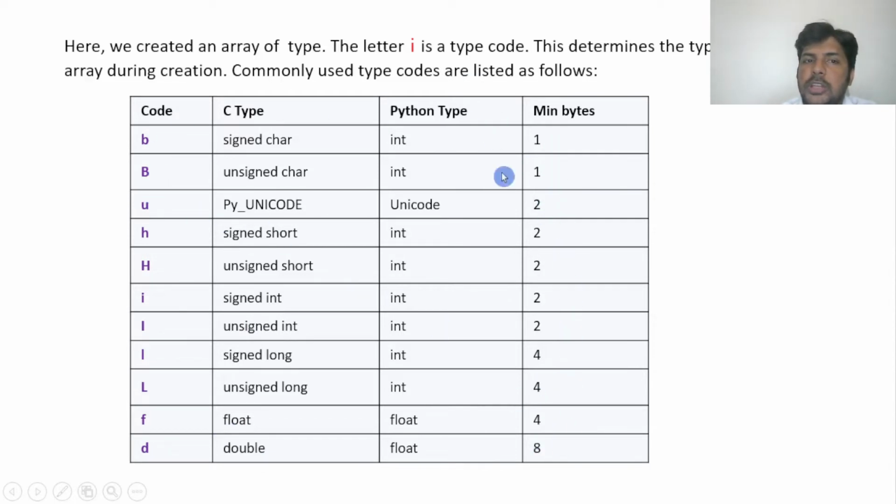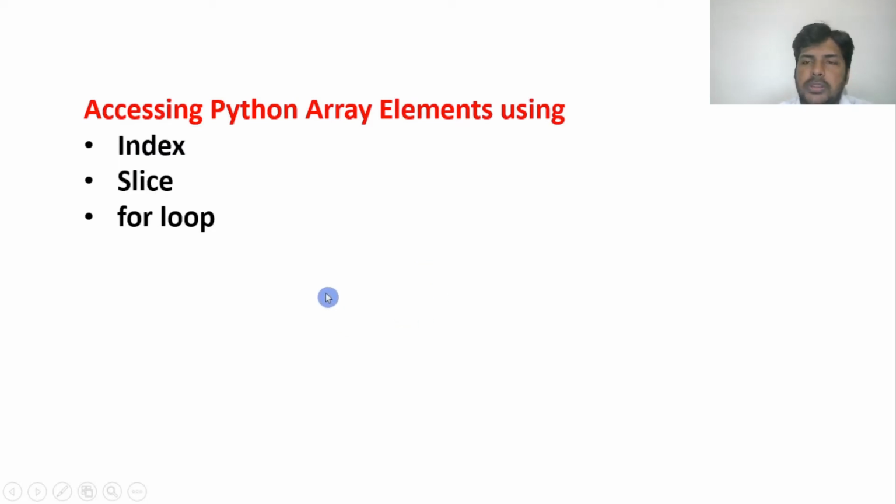So this is the table which shows how to store your data types. Suppose you want to store an integer, float, or any character, then you can use the codes. These codes are used to store the values in the array, right? So you can see here I have used the letter I, right? So I means integer. So let us move to the next topic, how to access Python array elements.